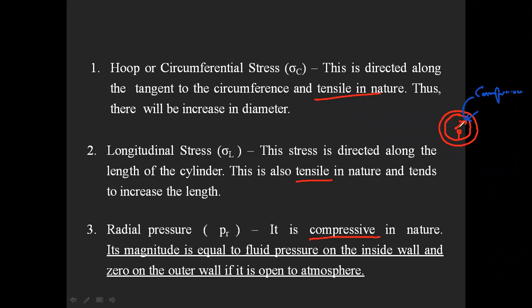And a very important point: will the outer wall have any pressure? The inner wall has pressure, but the outer wall doesn't have any pressure. Why? Because the inner wall only tries to resist the pressure acting inside the cylinder, and the outer wall doesn't have any pressure. By that, the outer wall pressure will be zero.